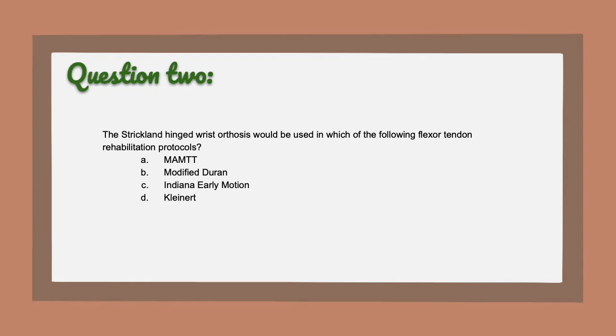MAMTT is actually not a protocol, but a concept, and uses the short arc motion protocol, which has a dorsal blocking splint with elastic traction. The modified Duran uses a dorsal blocking orthosis, and then Kleinert uses a dorsal blocking splint with rubber band traction.